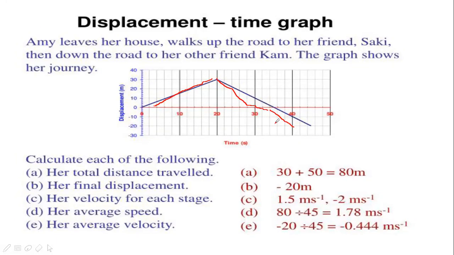And time for that is almost 25 for this journey. The time is 25 seconds and displacement is minus 50. So it will become minus 2 meter per second. Her average speed is total distance divided by total time. Her average velocity is displacement divided by time.